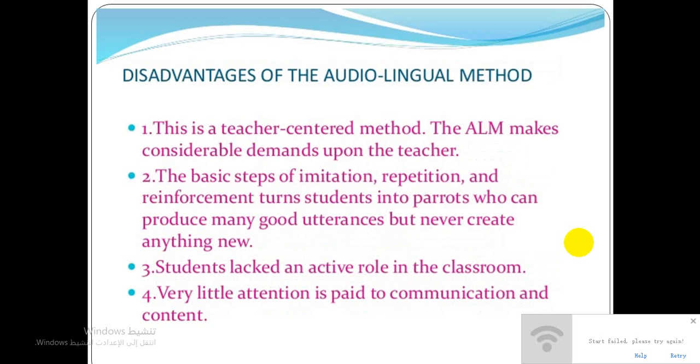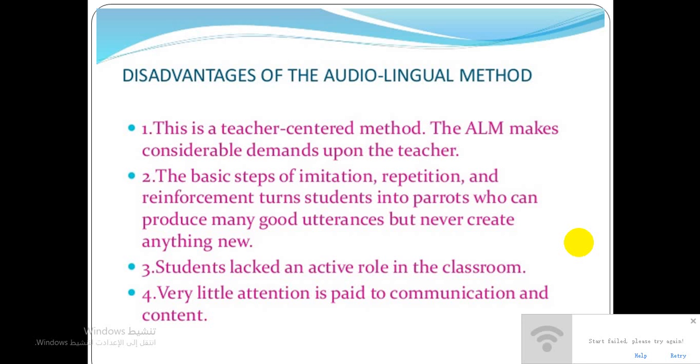Disadvantages of the audiolingual method. The main disadvantages of this method are that grammar is seemingly not explained in detail, so grammar skill is untrained. There is very little attention paid to communication and content.